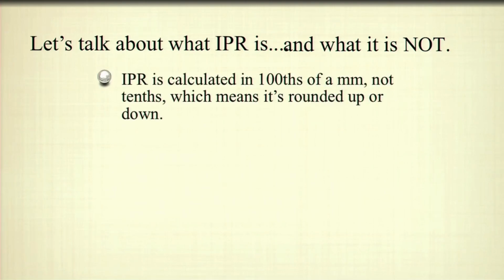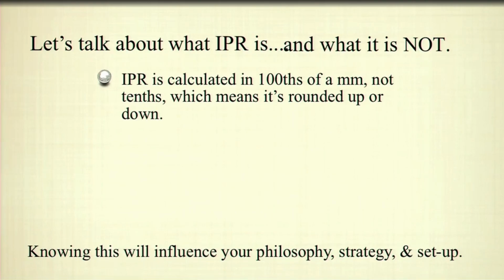Okay, first thing I want you to know is IPR is calculated in hundredths of a millimeter. It's not calculated in tenths. It's rounded up for your benefit, because I don't have the hands to do 100th of a millimeter. So they round it up. But the problem is you don't know if your actual IPR was rounded up or rounded down. That's going to influence how you approach your case. So if you know that, you'll have a different strategy, you'll have a different setup, you'll have a different philosophy. If you know that it's in hundredths of a millimeter, you're getting a rounded up number.